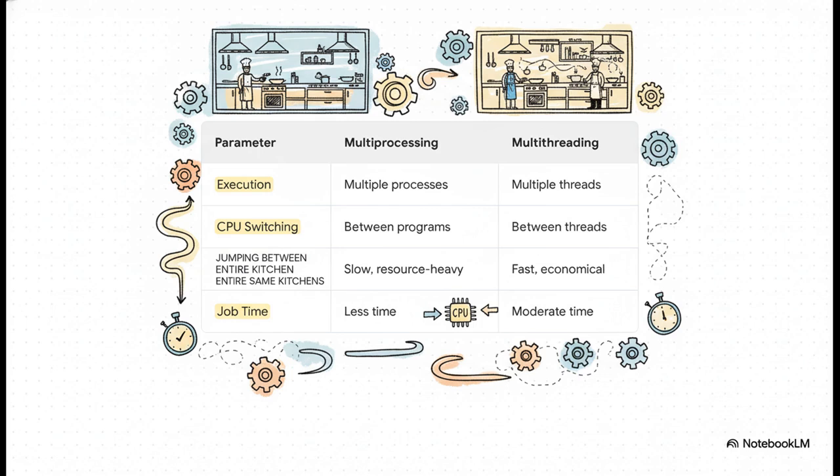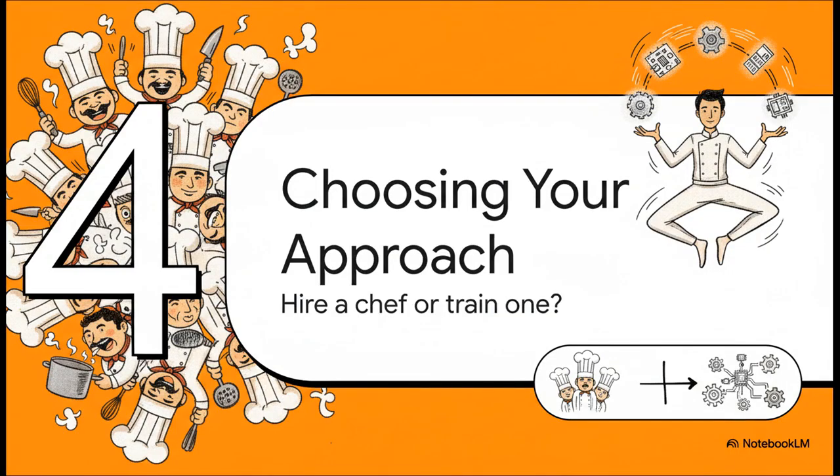At the end of the day, multiprocessing can power through big jobs faster, but multithreading is often way more efficient with its resources. So that brings us to the big practical question. Which one do you choose? When do you hire a brand new chef, and when do you just train your current one to be a better juggler? Well, it all depends on the job you're trying to do.